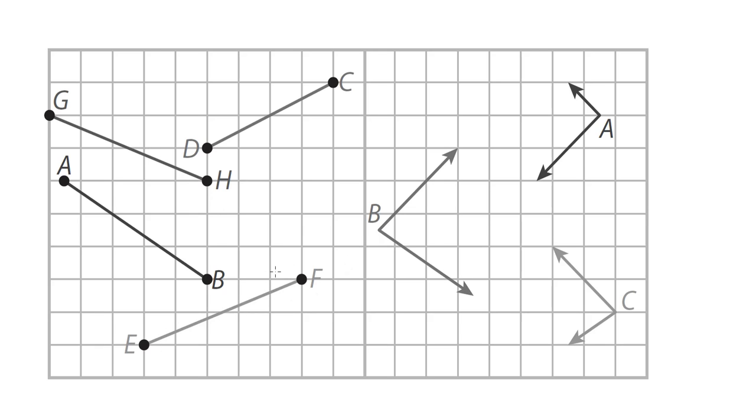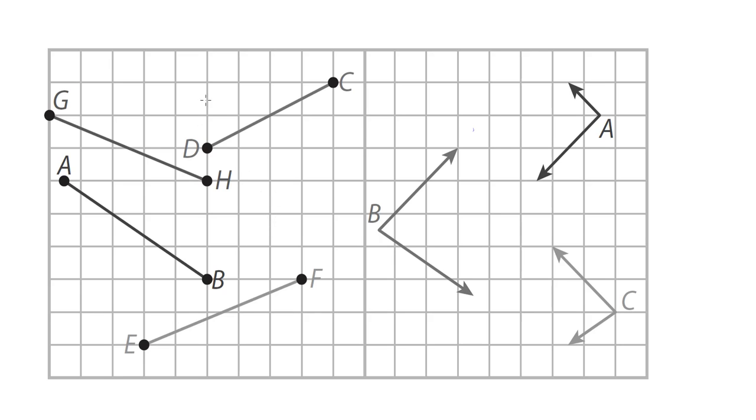If I take a look at GH, to get from G to H, I have to go down 2 and right 1, 2, 3, 4, 5. And to get from E to F, I have to go up 2 and to the right 1, 2, 3, 4, 5. So these 2 line segments look like they are the correct length. Then what rigid motions could I use to make sure that they are congruent?